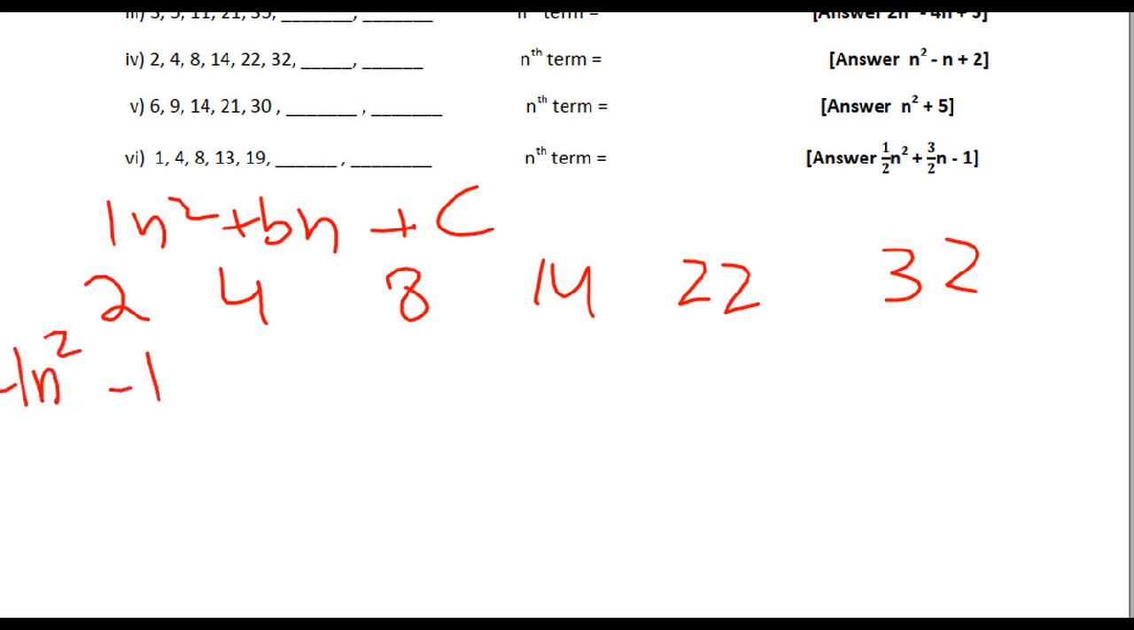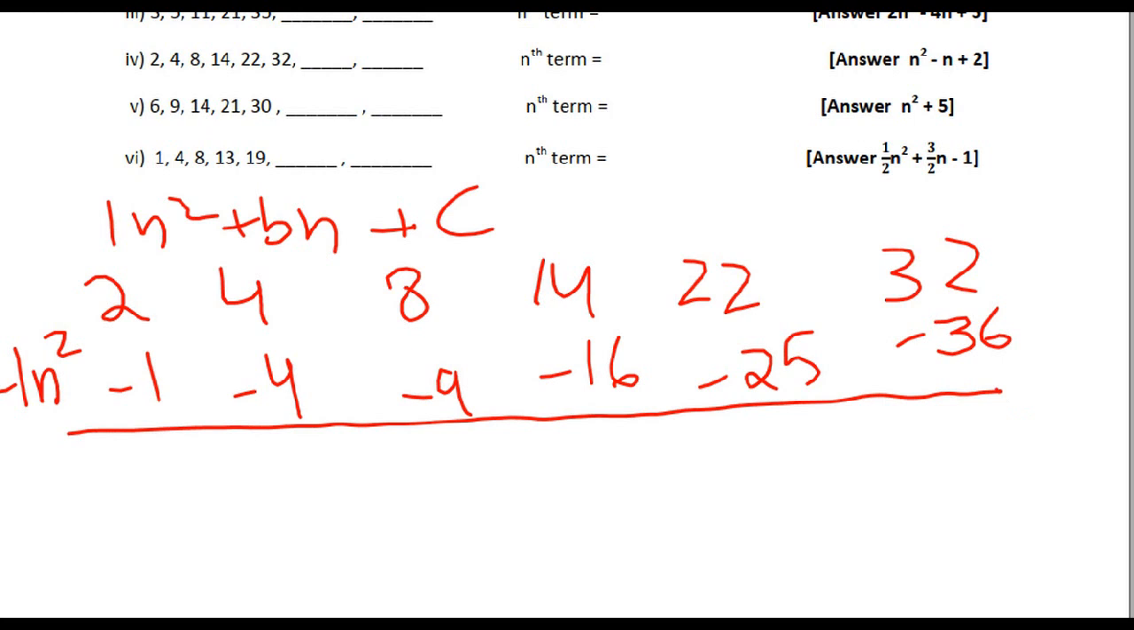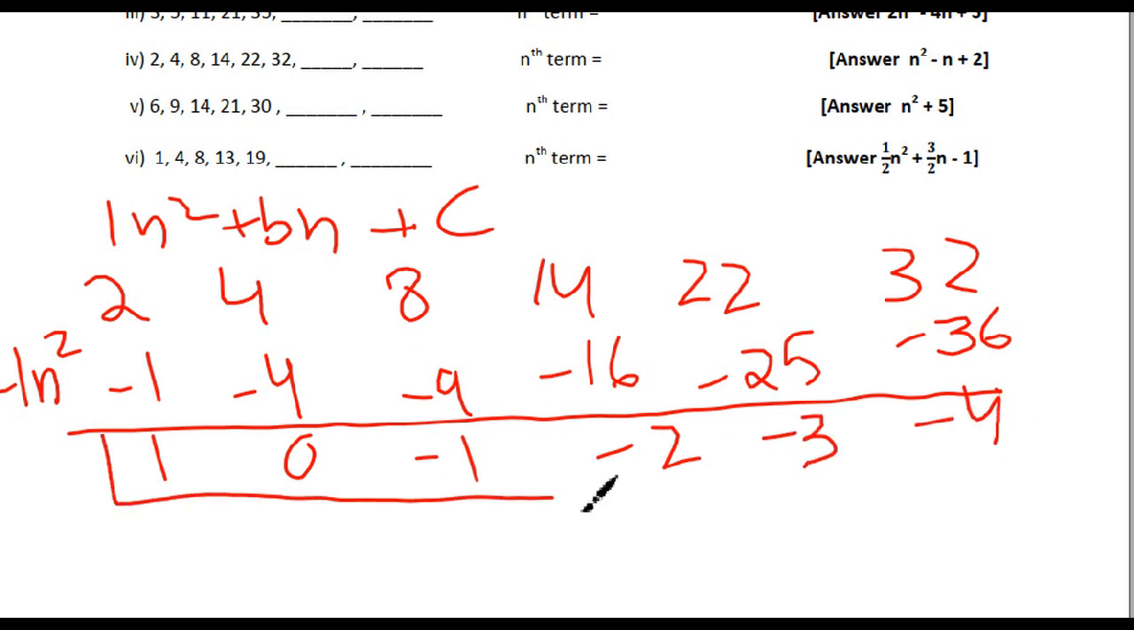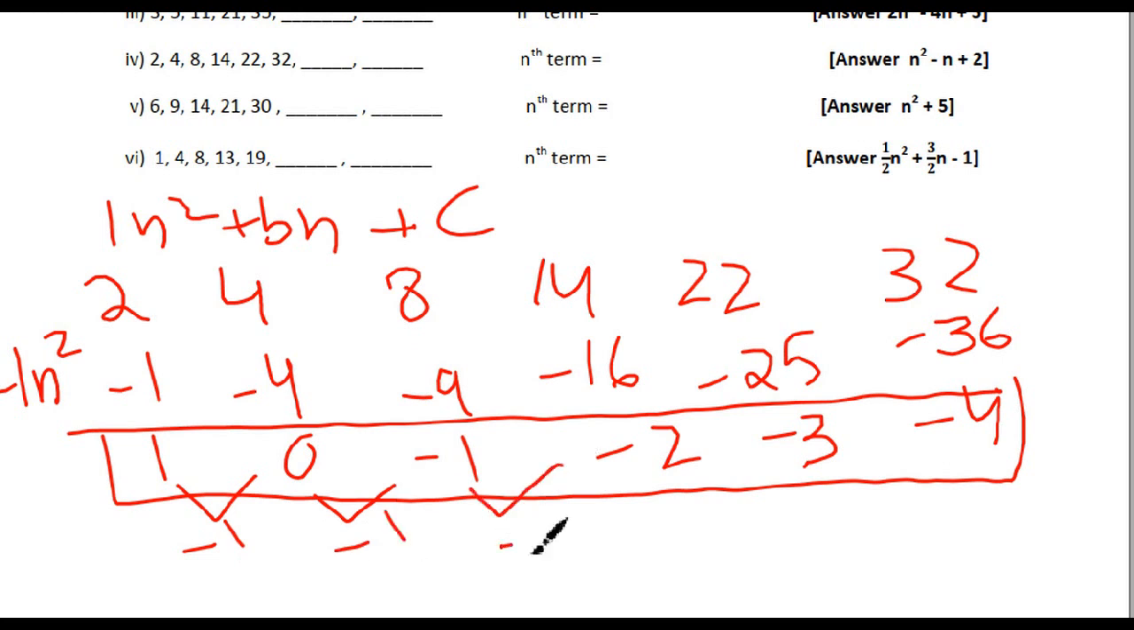So my first term is minus 1, then my second term is minus 1 times 2 square, which is minus 4, then minus 1 times 3 square, which is minus 9, minus 16, minus 25, minus 36. When subtracted, I get 1, 0, minus 1, minus 2, minus 3, minus 4. Look at this sequence. This will give you the value of B and C. This is again first level common difference because we're subtracting minus 1 in every case.